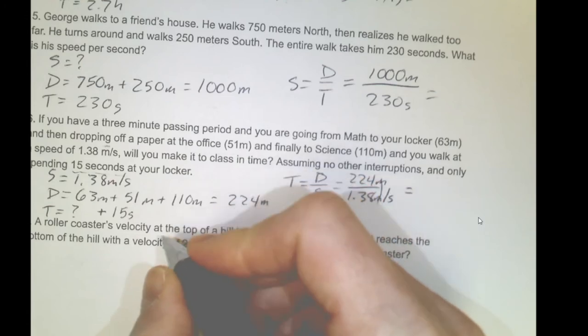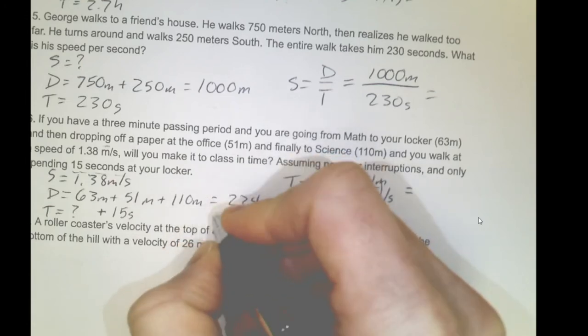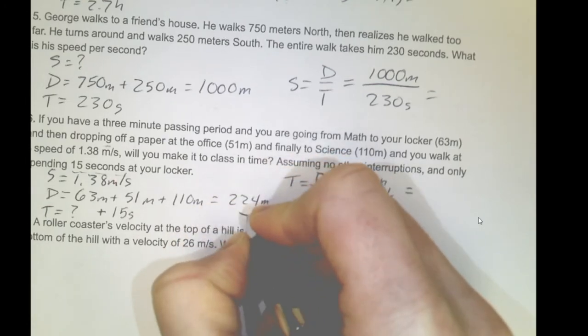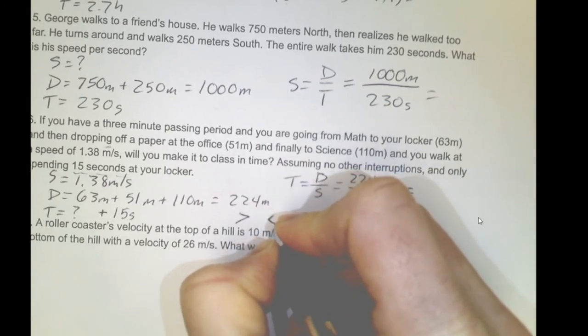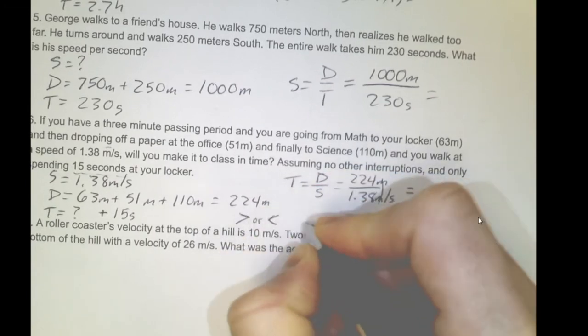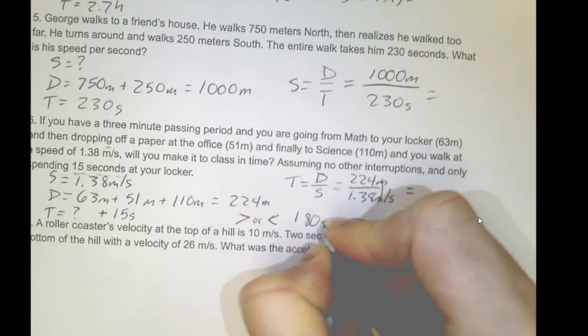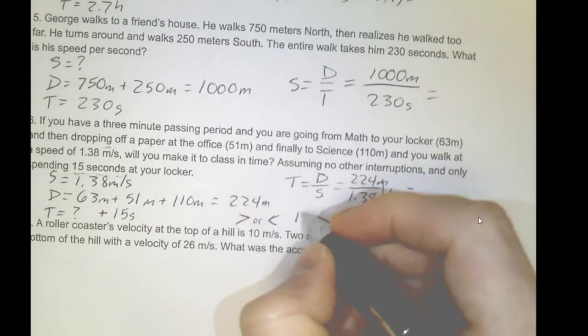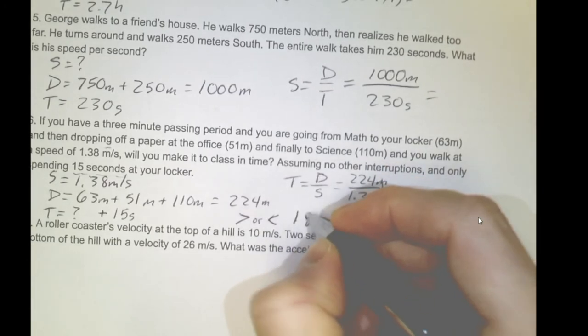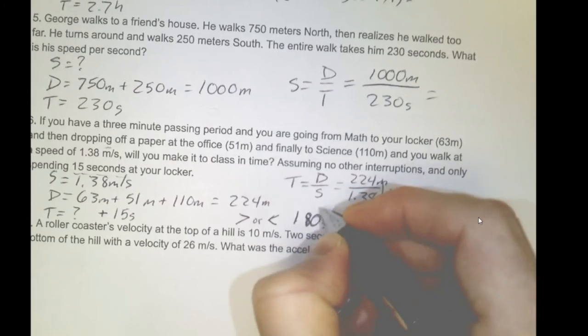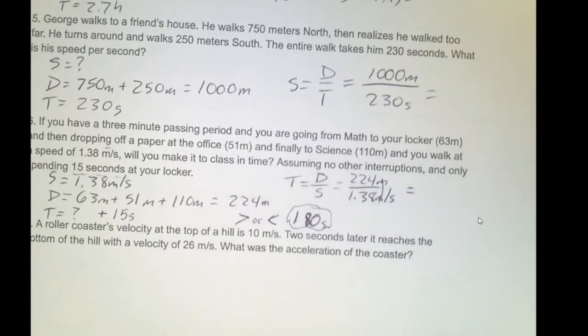And you'll be answering the question, is it greater than or less than 180 seconds? Because that's 3 minutes. So you want to know, do you make it to science class in under 180 seconds? Yes or no?